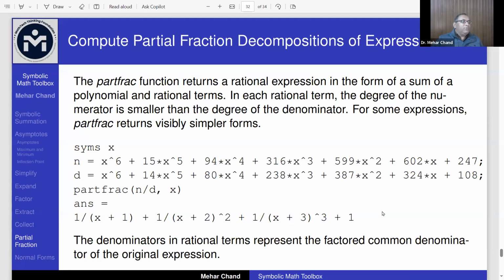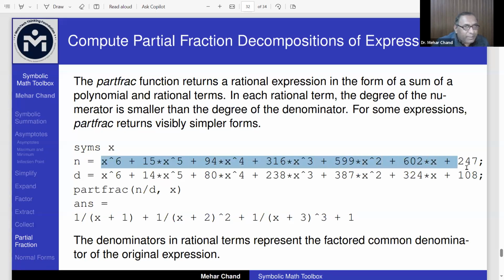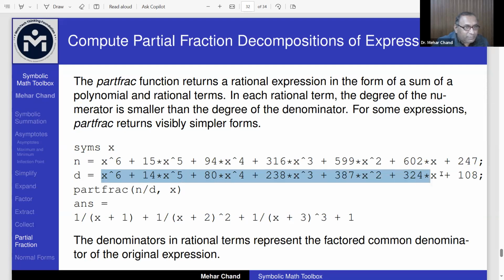And sometimes we need partial fractions, and you can do that by using an inbuilt function in MATLAB. The function is partfrac. By using this function, you can easily make partial fractions of the expression. Here, this is the numerator, and this is the denominator of some expression.